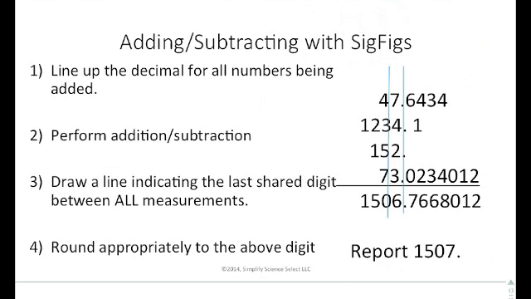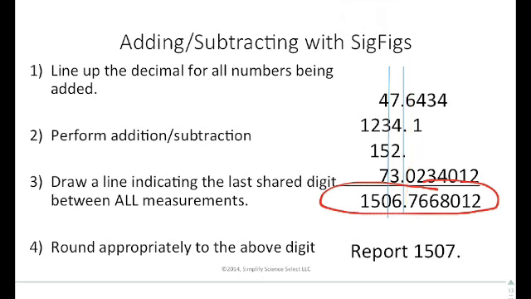Whenever you add and subtract significant figures, the process is that you line up all the numbers by the decimal point. So if you look, I lined all the decimal points up right there. And then what you do is you perform the addition or subtraction, and you get the entire number, which is what we have right here. Okay, then you draw a line indicating the last shared digit.